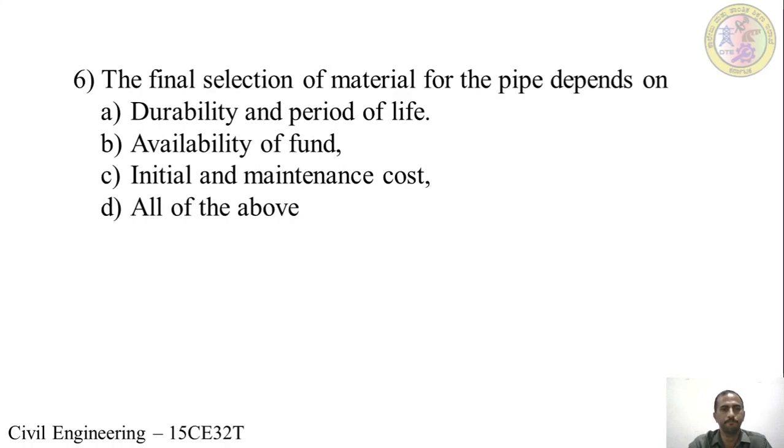Question number 6. The final selection of material for the pipe depends on A. Durability and period of life, B. Availability of fund, C. Initial and maintenance cost, D. All of the above. And the answer is D. All of the above. While selecting material for the pipe, among other factors, we have to consider these factors too, A, B and C.